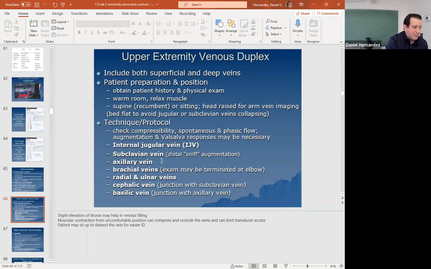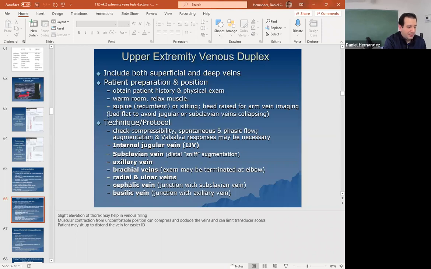We can compress the entire length of the brachials all the way up to the elbow. And then we can compress the radial and ulnar veins, continuing down the forearm. So we go from the antecubital fossa down to the wrist, performing our compression maneuvers. The cephalic vein runs from the junction with the subclavian all the way down towards the wrist along the lateral aspect of the upper arm and forearm. So again, you want to compress along the course of the cephalic vein.